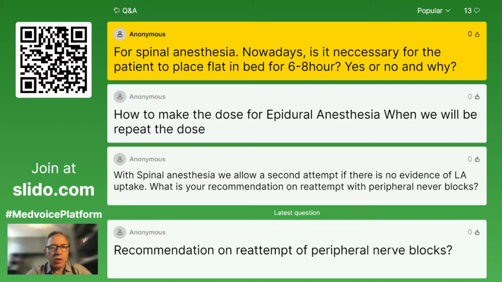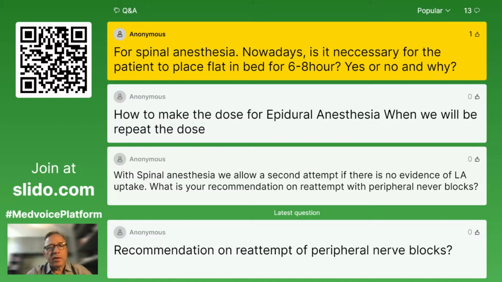But otherwise, not. The only recommendation to be flat in bed is when you perform the epidural and an inadvertent dural puncture happened and you perform the blood patch. If you perform the blood patch, then yes, they need to be in bed usually for about 2 to 4 hours, but not 6 to 8 hours.